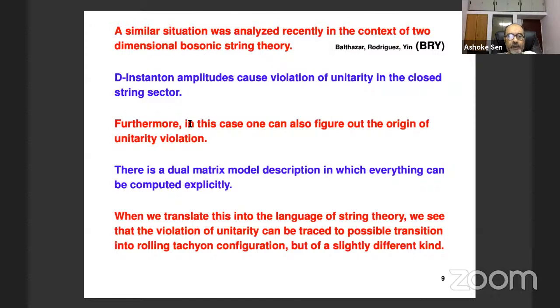Furthermore, in this case, one can also figure out why the unitarity is violated. And the reason is that there is a dual matrix model description in which everything can be computed explicitly. And when you translate this into the language of string theory, what we find is that the violation of unitarity can actually be traced to possible transition into rolling tachyon configuration, but of a slightly different kind. And this is what I'll try to describe now.